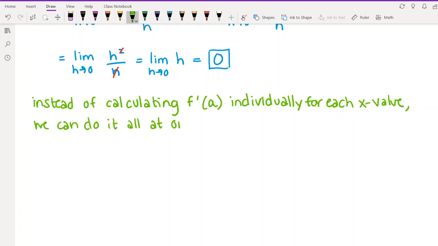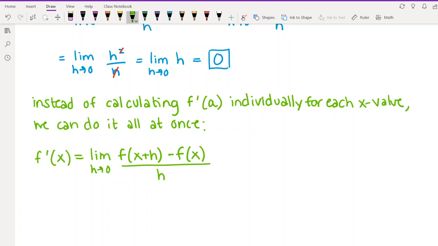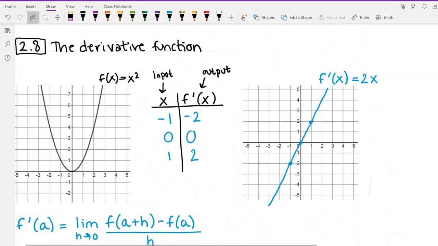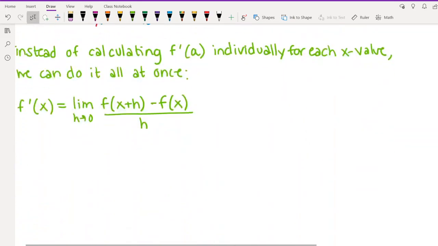And the way that we're going to do that is literally we're just going to replace a with x, and we're just going to say f prime of x is equal to the limit as h approaches 0 of f of x plus h minus f of x over h. And we'll go through and do this for this function right now. And basically what we'll see is that we will get 2x as our answer, because we already know, right, that that is the correct answer because we just saw it up here. But let's actually see how that plays out.